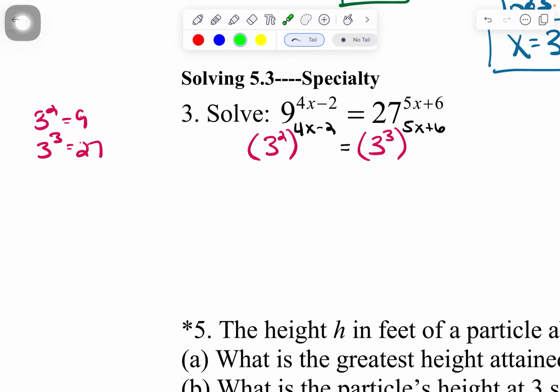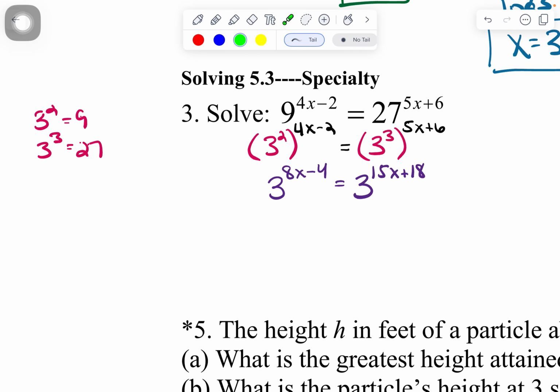All right, exponent rules kick in here. We have a power raised to a power, so you get to multiply. We're going to do 2 times 4x, so 8x, and 2 times 2 is going to be minus 4. Do the same power rule on the other side: 3 raised to the 15x plus 18. Okay, so now I have a like base and a like base.